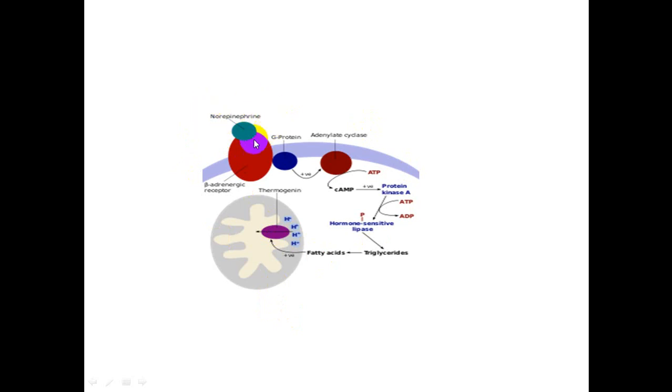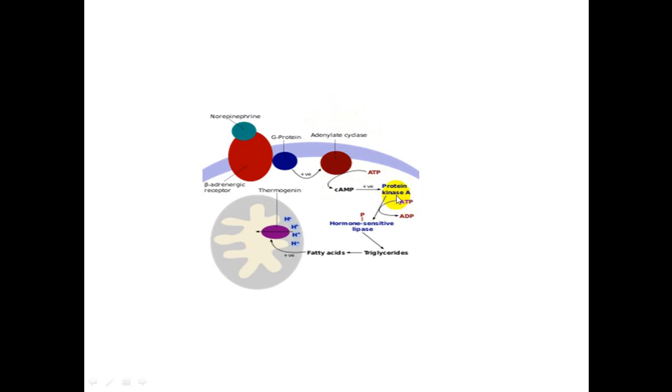noradrenaline hormone attached to a receptor in the cell membrane, activating beta adrenergic receptors, activating the G protein, which activates adenylyl cyclase. Adenylyl cyclase converts ATP to cyclic AMP. Cyclic AMP activates protein kinase A.